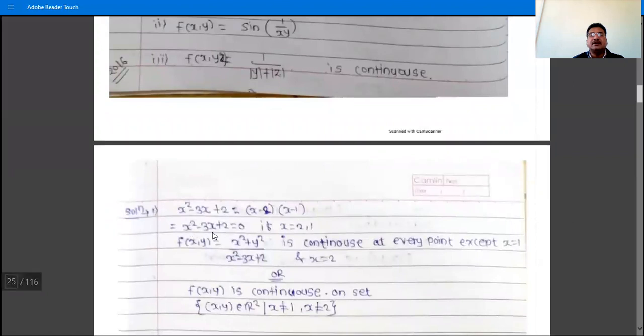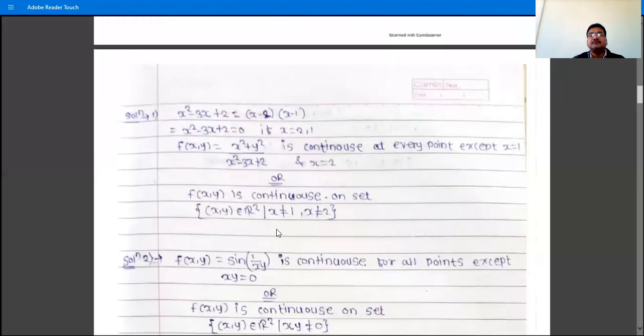So x squared minus 3x plus 2 is 0 if x is either 2 or 1, and therefore this function f(x, y) = (x squared plus y squared) divided by (x squared minus 3x plus 2) is continuous at every point except at x equal to 1 and 2. That is, at 1 and 2, the denominator is 0. So at x equal to 1, this is discontinuous. At x equal to 2, this is discontinuous. So it's continuous at every point except at x equal to 1 and 2.